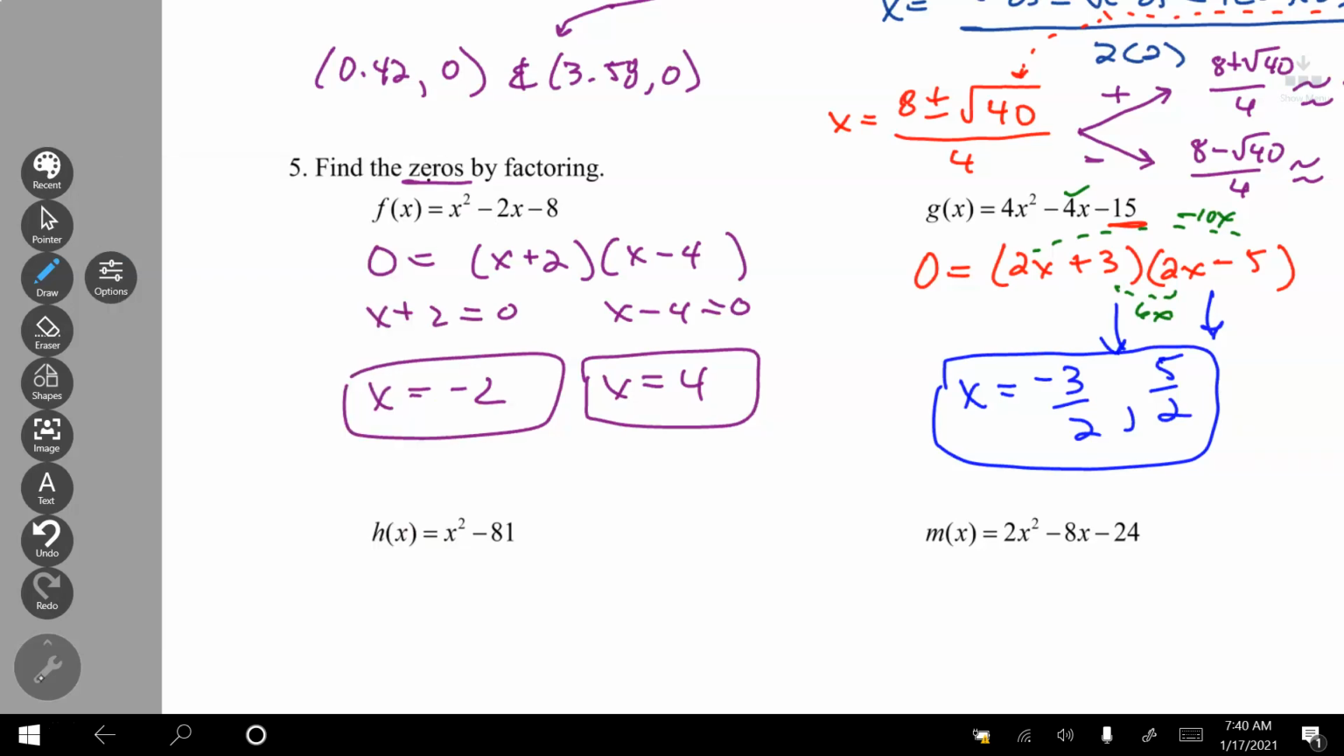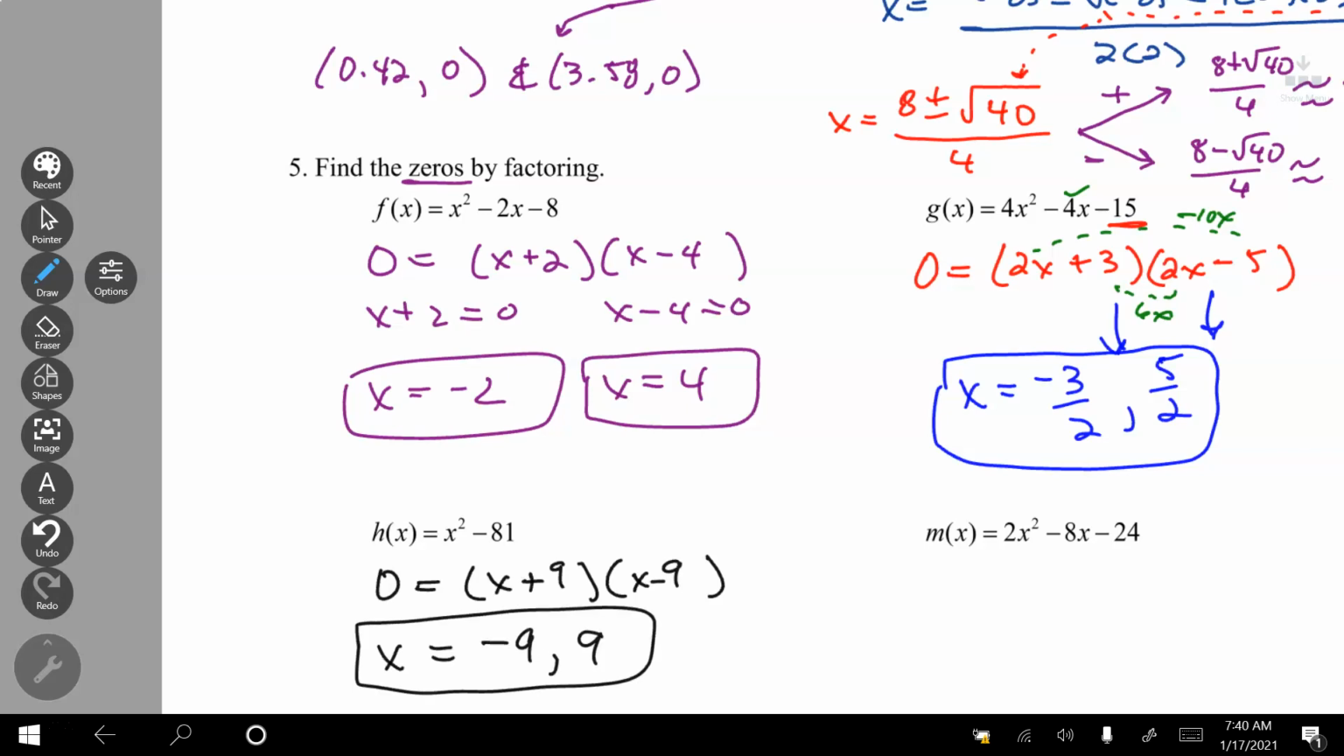Hopefully this one, you recognize this pattern as a difference of 2 squares. x squared becomes x and x. 81 becomes 9 and 9. One's positive, one's negative. And when I solve them, I get negative 9 and 9 as my 2 solutions.